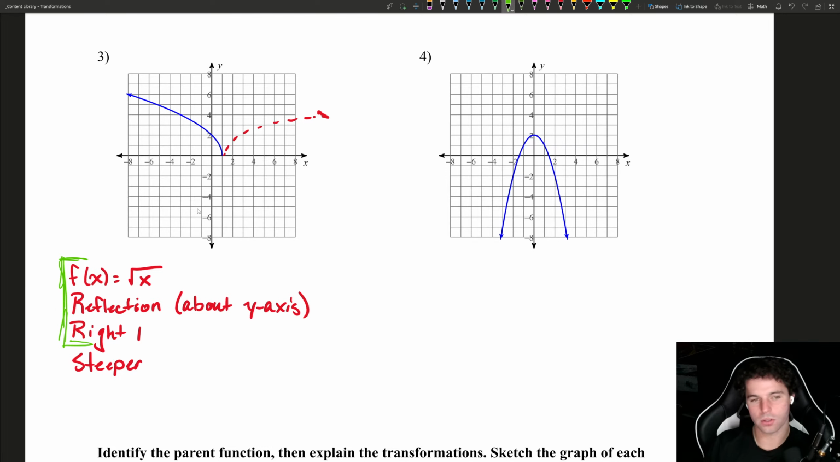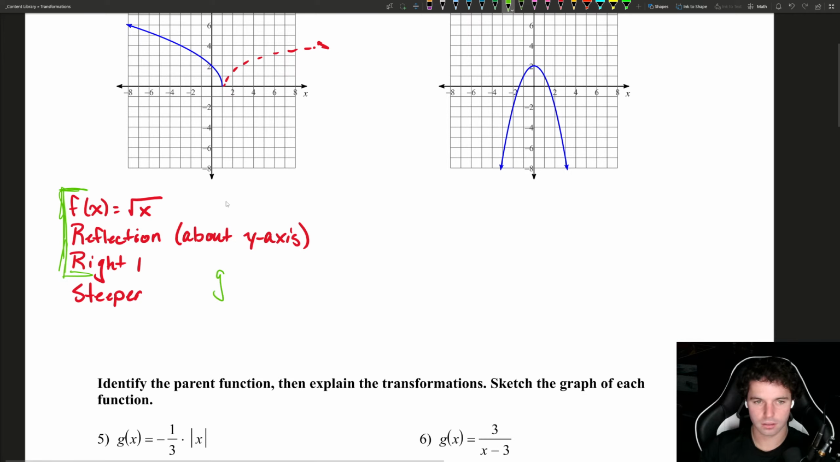So if we just use those, our g of x, our new function, would be the square root of x minus 1, and then it doesn't go up or down. So that's our general equation. In order to deal with this steeper part, we're going to put some kind of constant in there. Oh, wait, we need to deal with the reflection first. Let me start over.